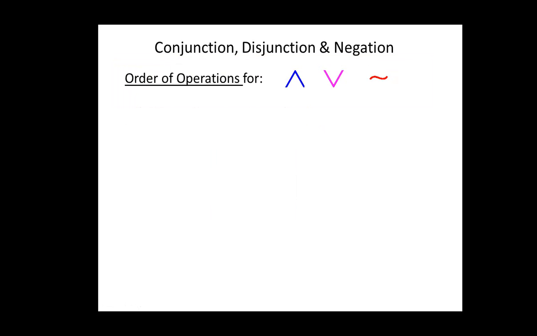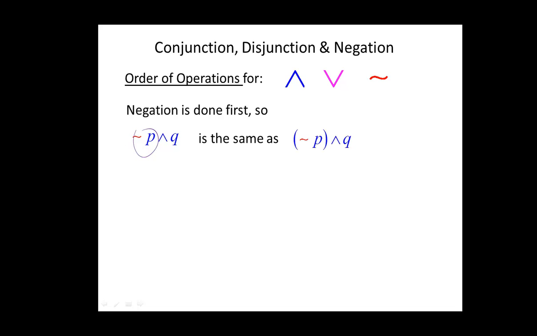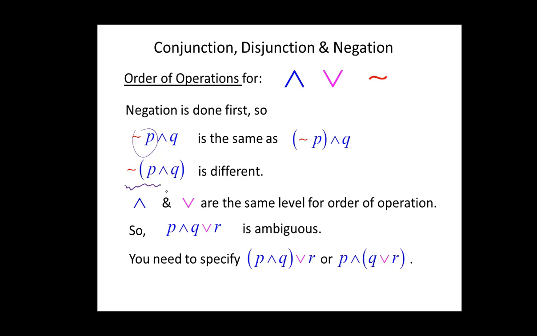There is an order of operations for these different operators. Negation is done first. Wherever you see negation, you do that right away. So not P and Q means you're going to take not P before you do anything else. That's really the same as putting the not P in parentheses. With the parentheses around the P and Q, that means here you would do the P and Q first. Conjunction and disjunction have the same level, so if you see them all in a row, that's actually ambiguous. You need parentheses to show which two you're going to combine first.